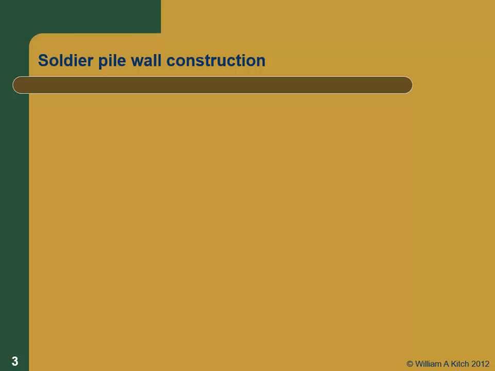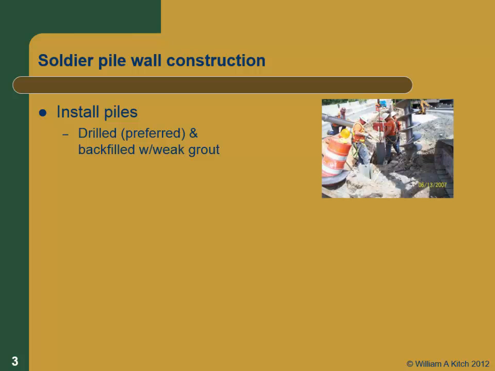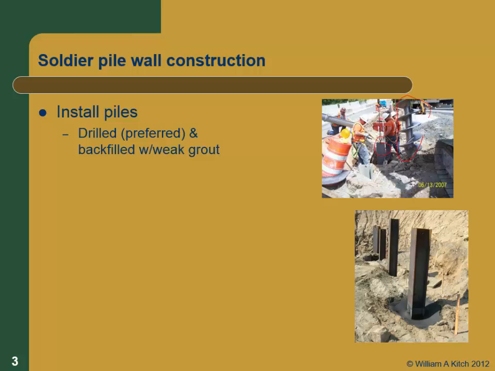So let's go back to the construction sequence. Again, the very first part of this one is to install the piles. If we're in material that will hold a hole open, we can drill a hole and then install the piles. Here's a picture that we've actually seen before, where here's the auger that they just used to drill a pile. And here you can see they're setting an H-pile in the hole. This is the preferred method. Then you backfill with a weak grout, as you can see here.